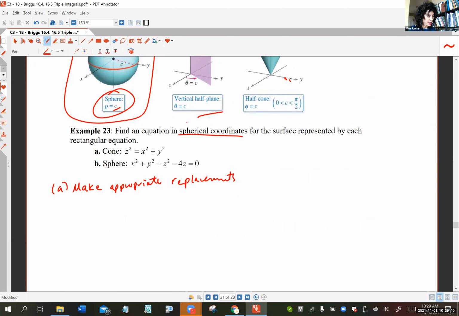So what do I mean by make appropriate replacements? Well, you've got z squared. Well, z is rho cos phi. So you're going to have the left-hand side of that equation be rho squared cos squared phi.